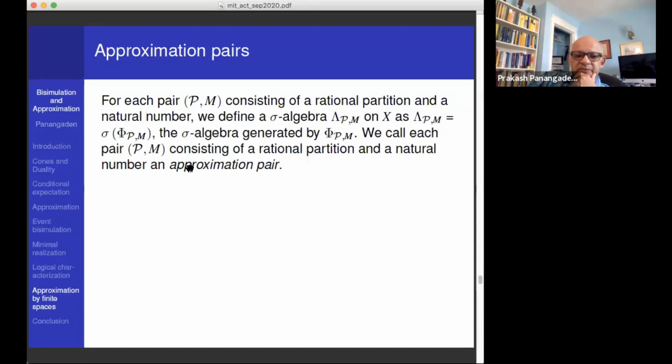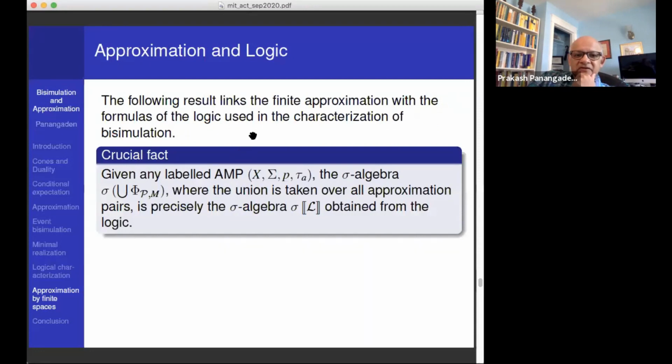So we call each of these pairs an approximation pair. And the crucial fact is, if you take the sigma algebra generated by the unions of all these things, then effectively in the end, you've got all the formulas. Okay? And this is precisely the sigma algebra obtained from the logic.